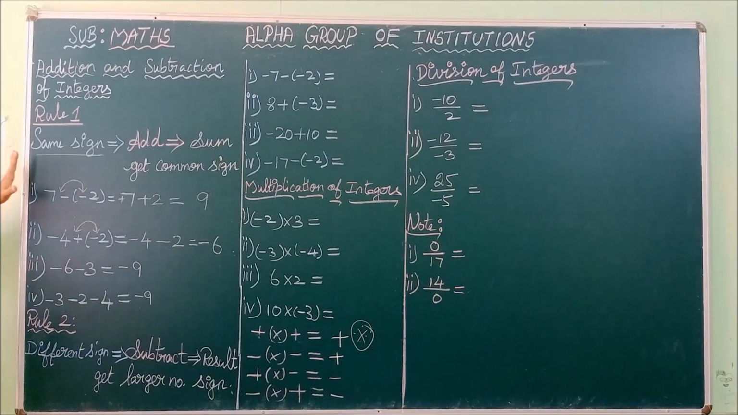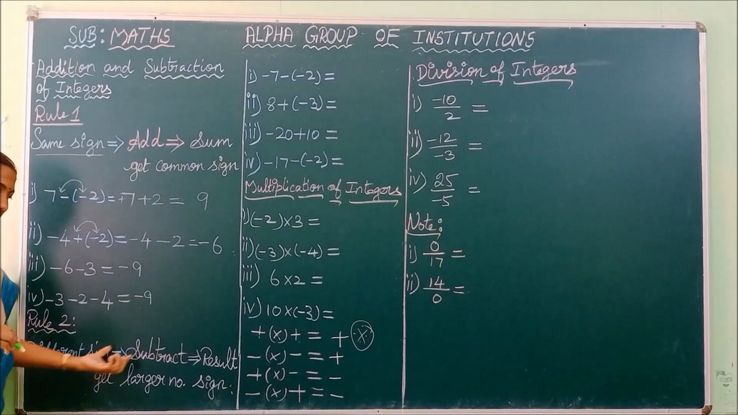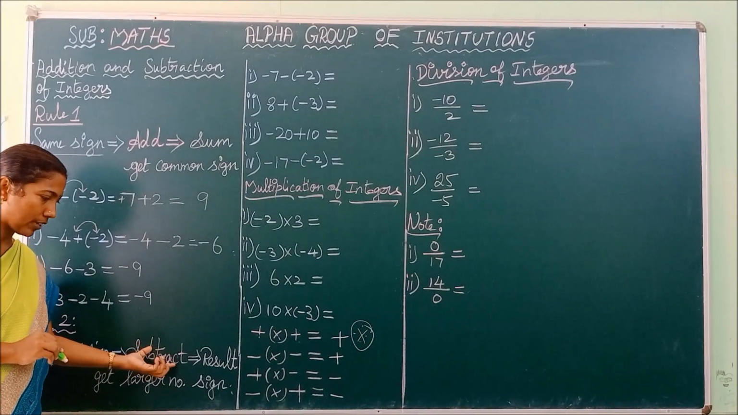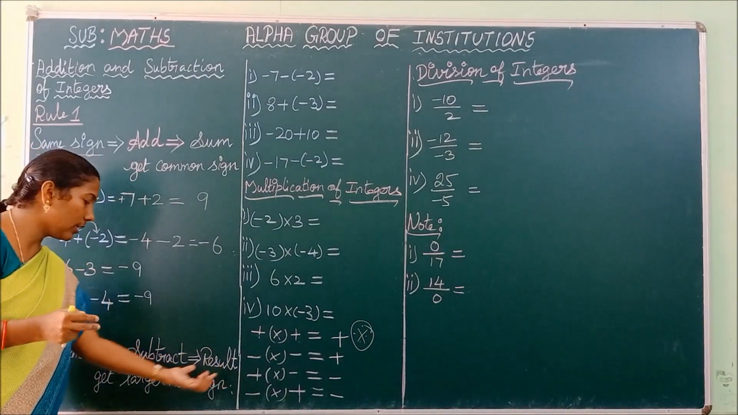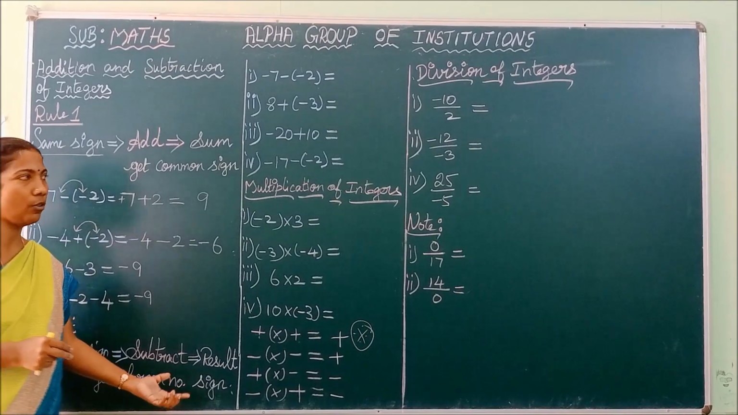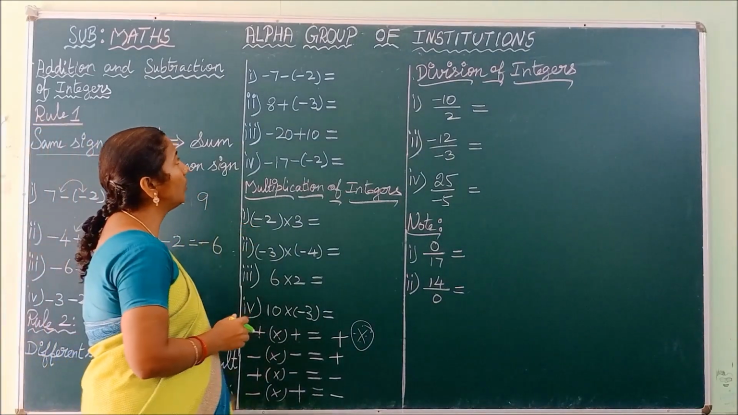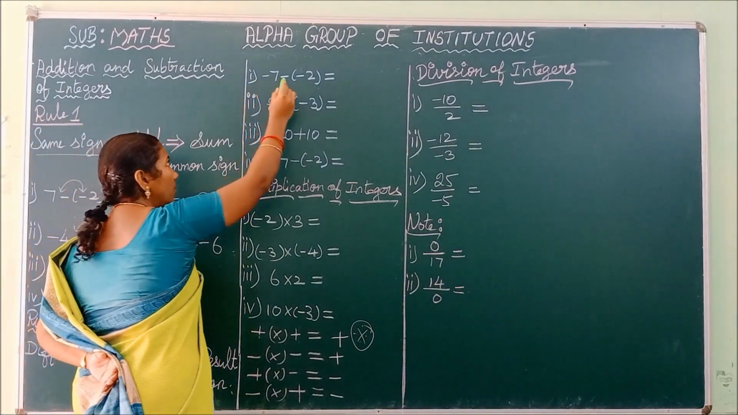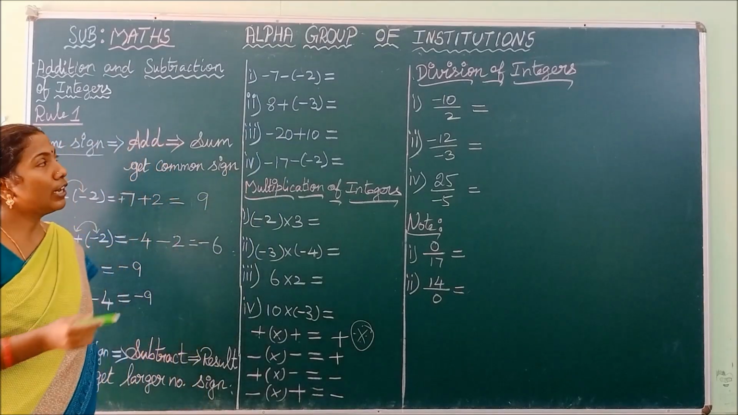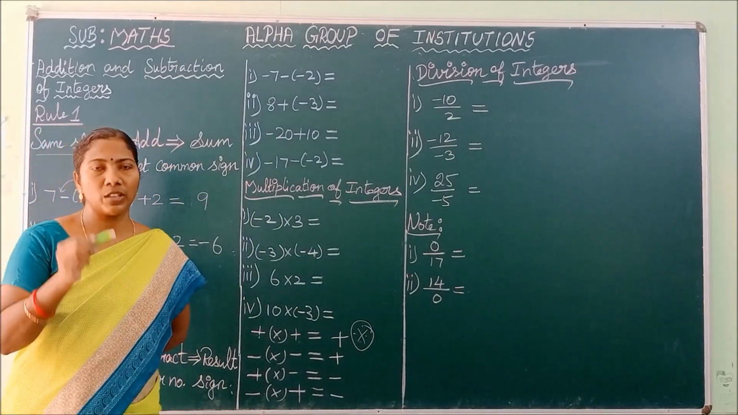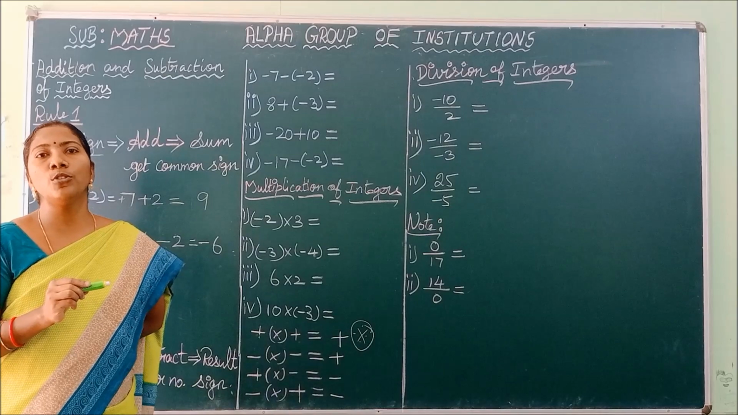I hope you understand rule 1 thoroughly. Next we are moving to rule 2. What is rule 2? If the given integers are in different signs, we go for the operation subtraction and then you get one result. The result gets the larger number's sign. Okay. Let us see some examples. See the first one. Minus 7 minus of minus 2. In order to evaluate this problem, the first step is we have to remove the brackets.